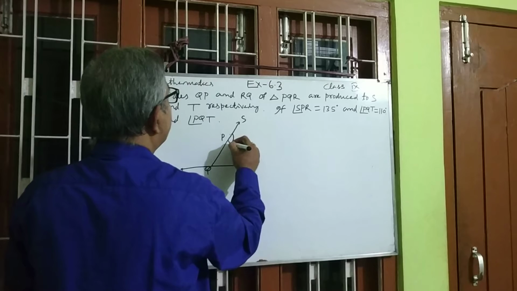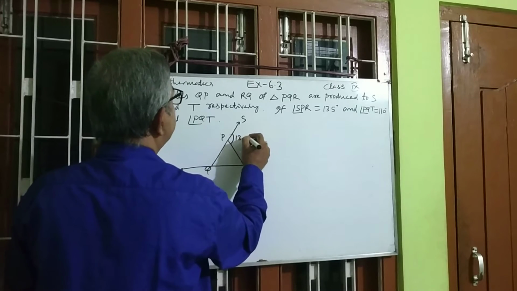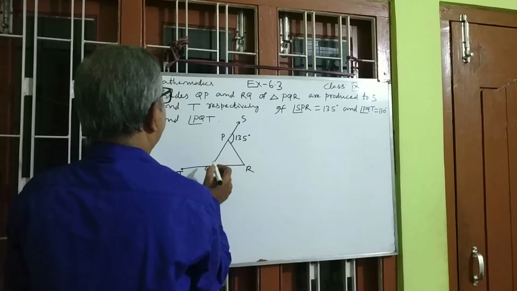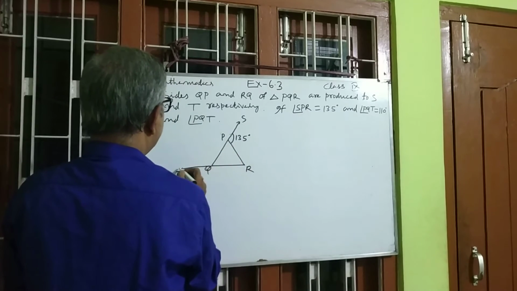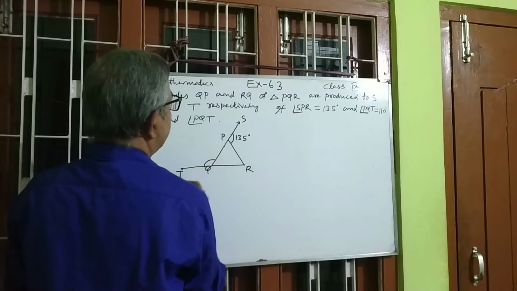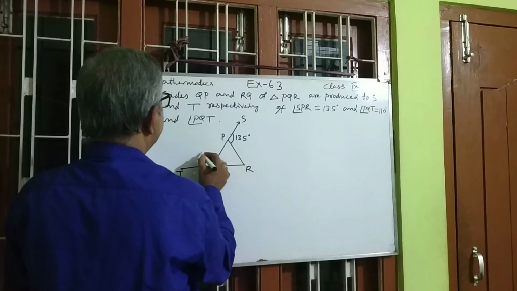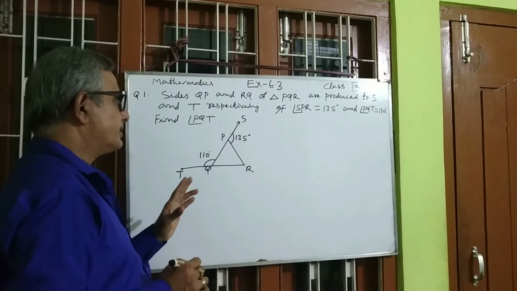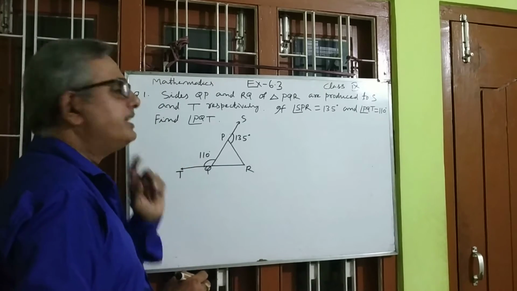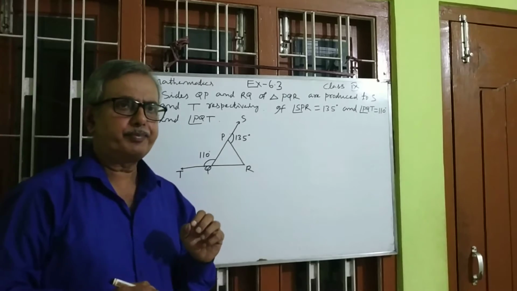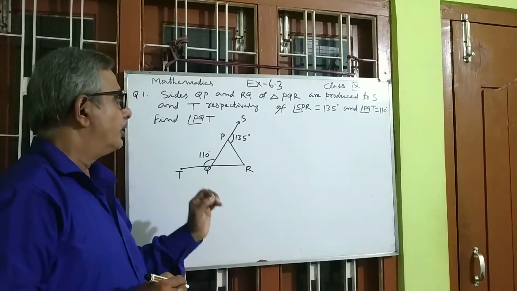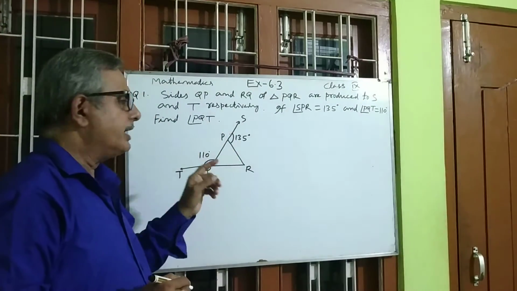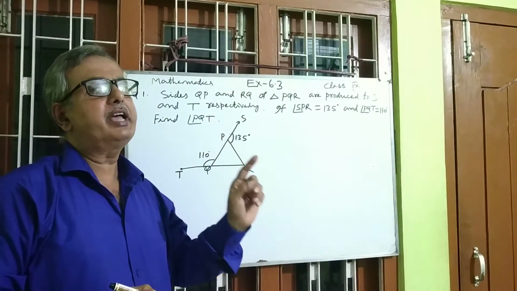Angle SPR is 135 degrees, and angle PQT is 110 degrees. My dear students, the concepts required in this question are linear pairs, and another is the exterior angle theorem.